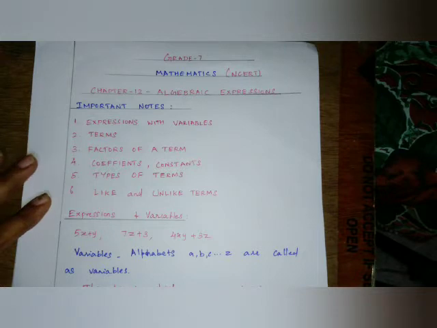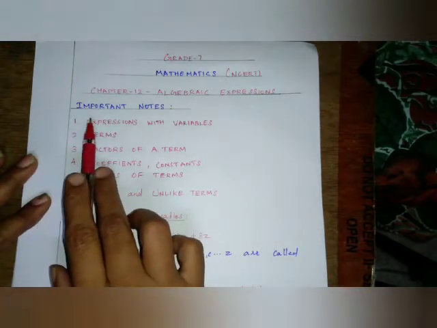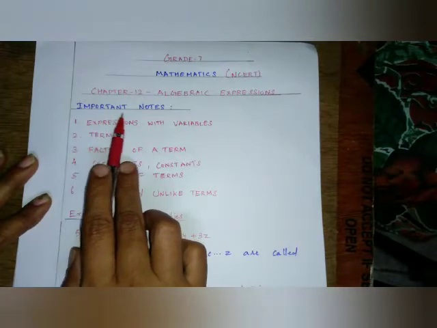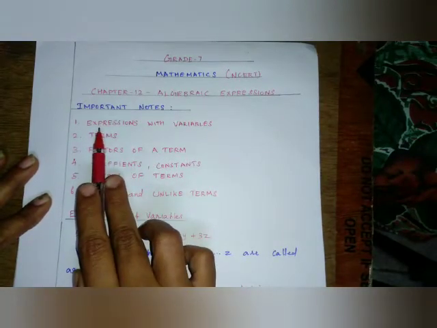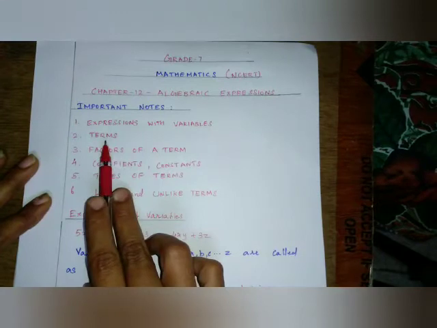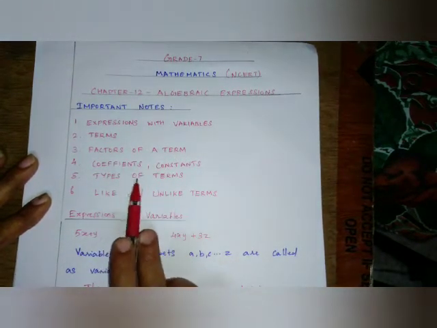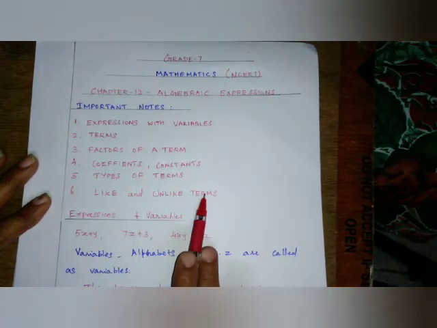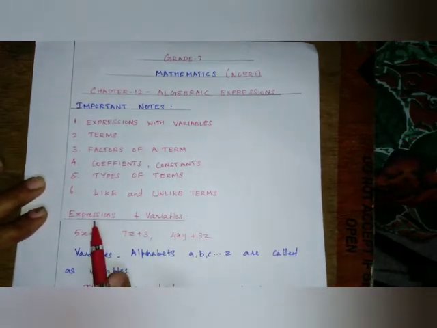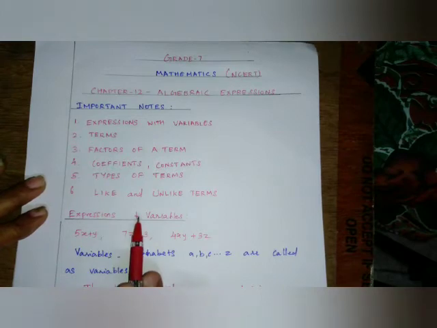Algebraic Expressions. In earlier classes, in 6th standard itself, we studied about some relations in algebraic expressions. Now we have to recall again. In that, we have to note down some important notes: expressions with variables, terms, factors of a term, coefficients, constants, types of terms, like and unlike terms. First we are going to see expressions and variables.